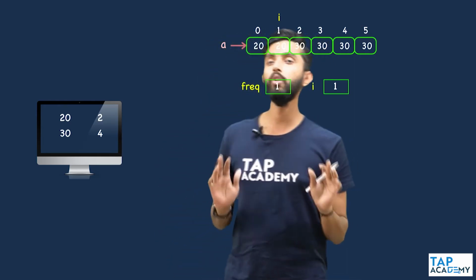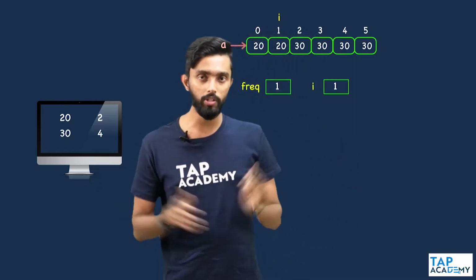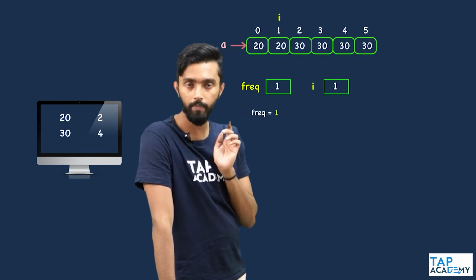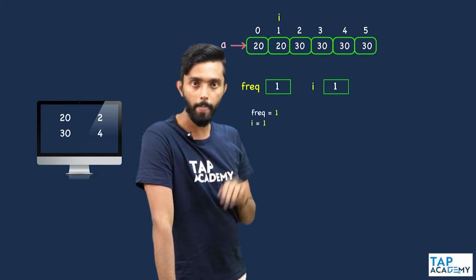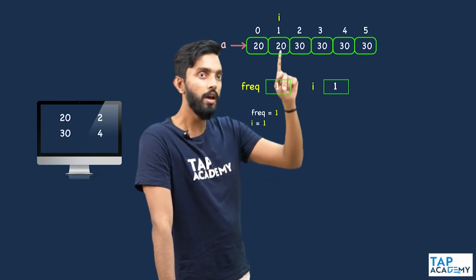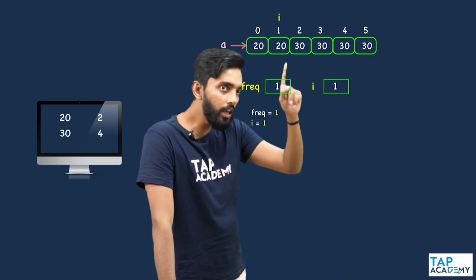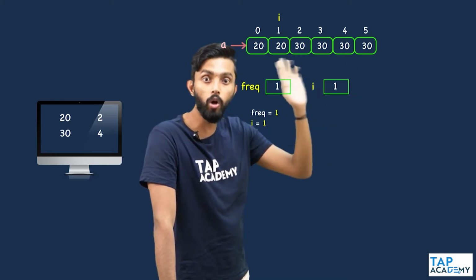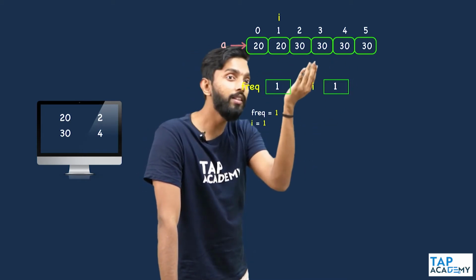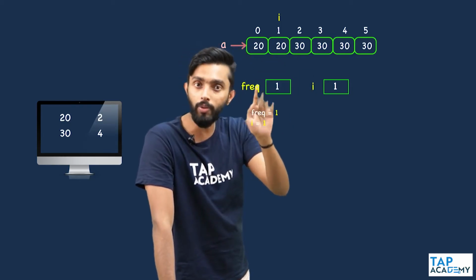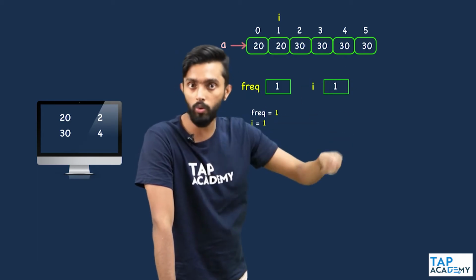Now, how are we going to write code for this? Watch it. First, frequency is initialized to 1. I is initialized to 1. Now, what you have to do is, you have to run a loop where I keeps going one step forward and keeps checking whether the ith element was equal to the previous element, increment frequency, move I forward. This is what was happening.